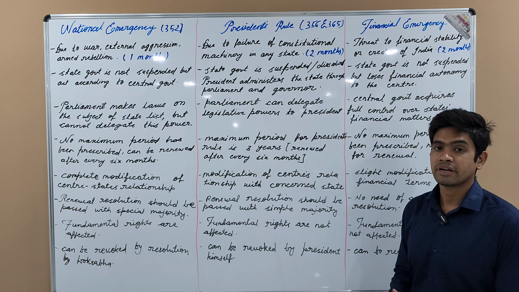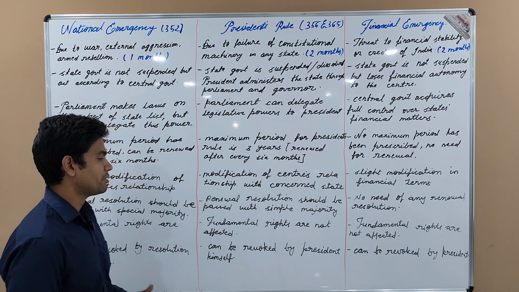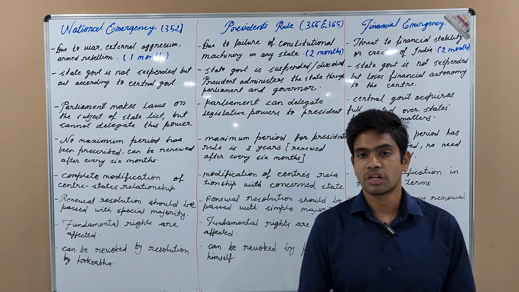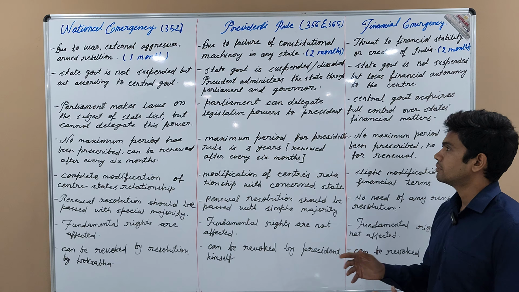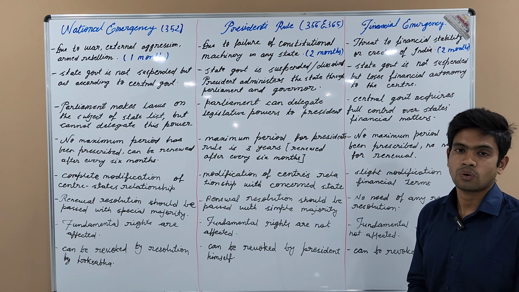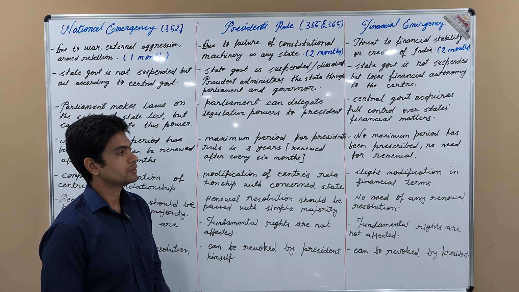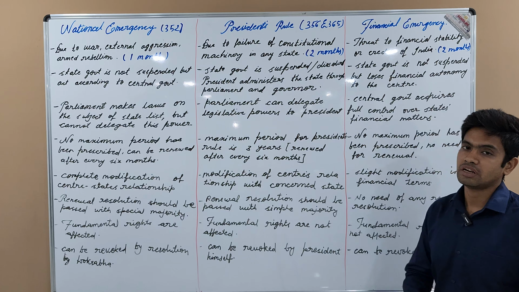Now, what happens with the fundamental rights under the financial emergency? So, nothing happens with the fundamental rights. The fundamental rights are not impacted or affected under the financial emergency. Now, how can the national emergency be revoked? The national emergency can be revoked by a resolution by the parliament, by the Lok Sabha, and as far as the president's rule is concerned, it can be revoked only by the president. And as far as the financial emergency is concerned, only the president can revoke the financial emergency.